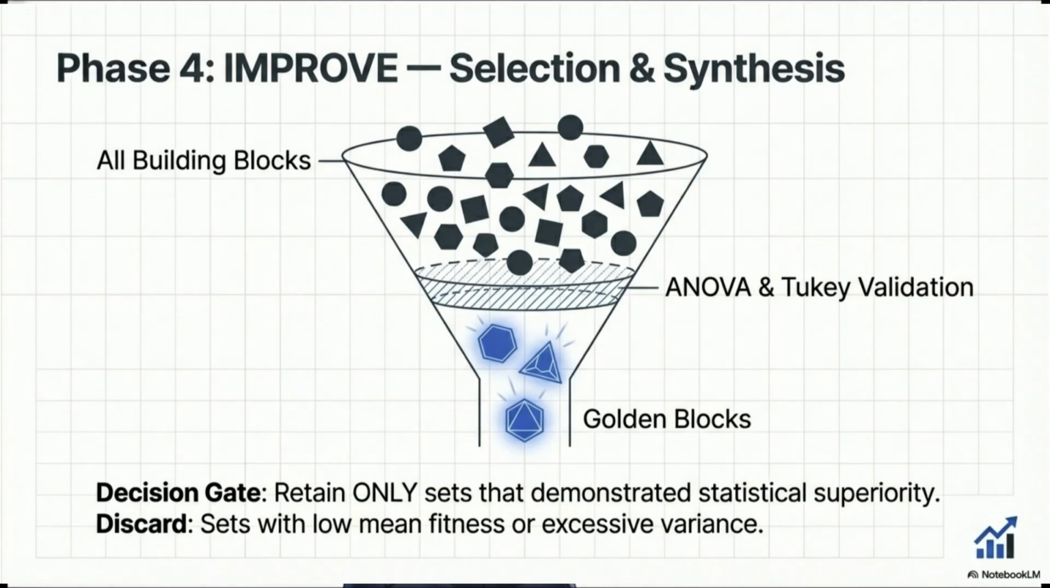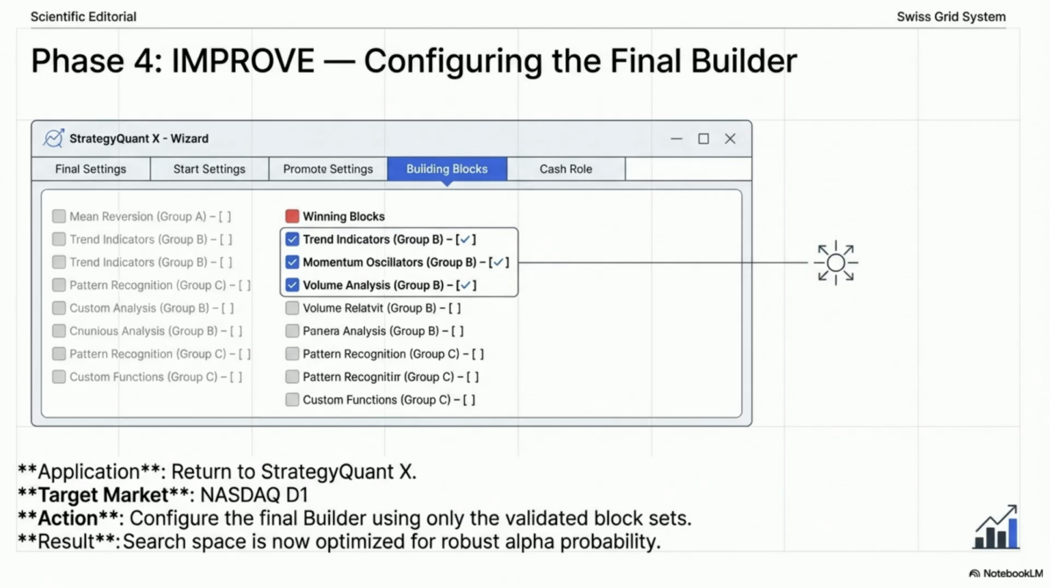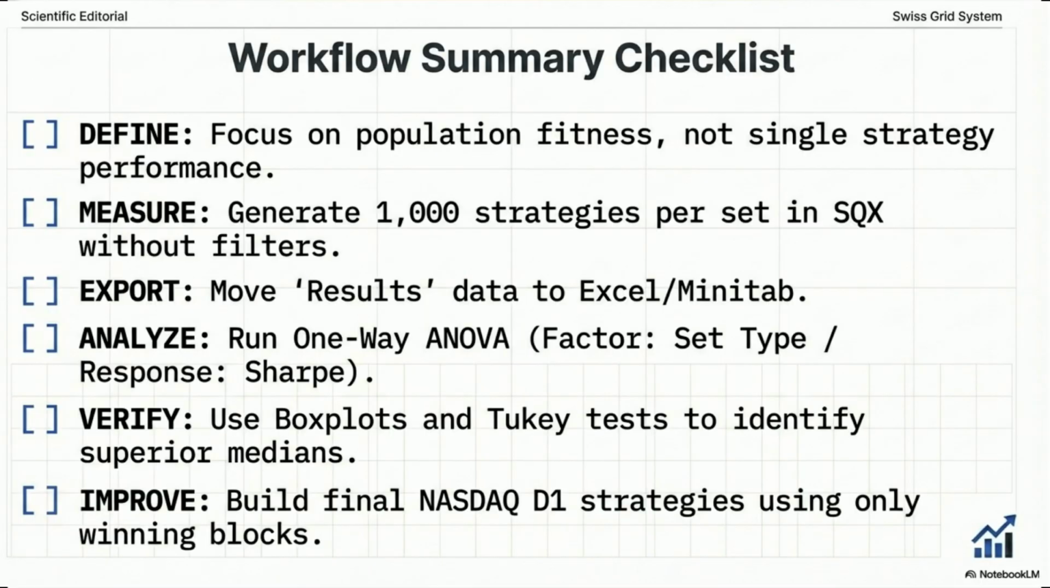From this day forward, you only build your final refined strategies using the block sets that were proven winners in your test. You can now confidently, completely remove the underperformers from your process, knowing you are starting your build with a quantifiable, data-driven edge. And this really gets to the heart of why this whole thing matters so much.